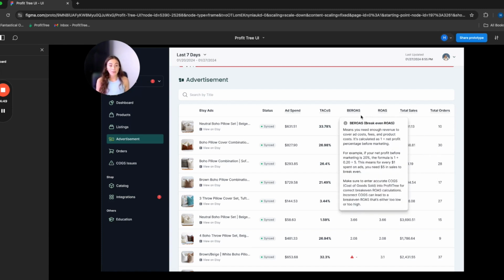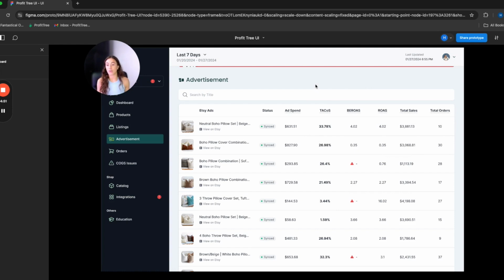Now, for people that don't like TACoS or believe that TACoS does not contribute to that organic growth, we also have a ROAS and a break-even ROAS column here as well. So this ROAS column is the same ROAS that you see inside of your Etsy account, but what we put next to it is your break-even point. So your break-even ROAS is the return on ad spend that you need to hit to at least be breaking even on your ad level.